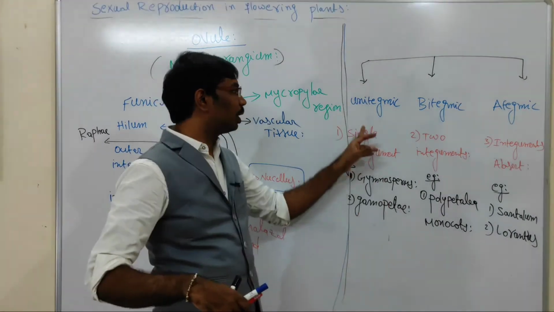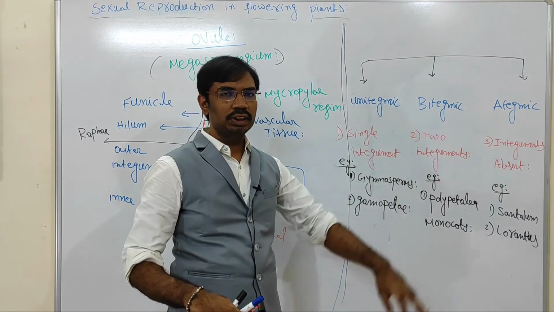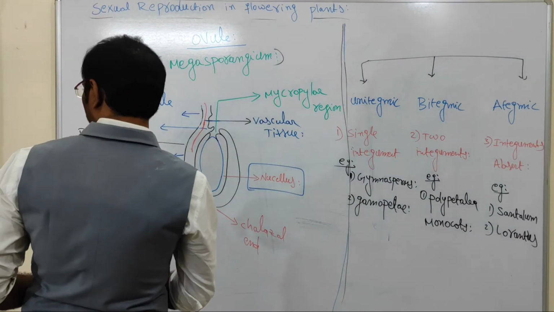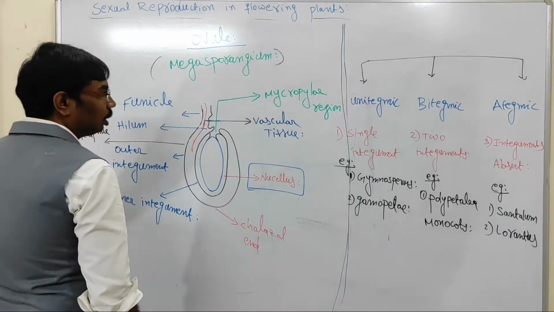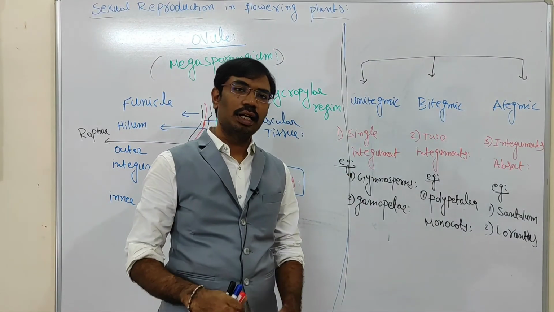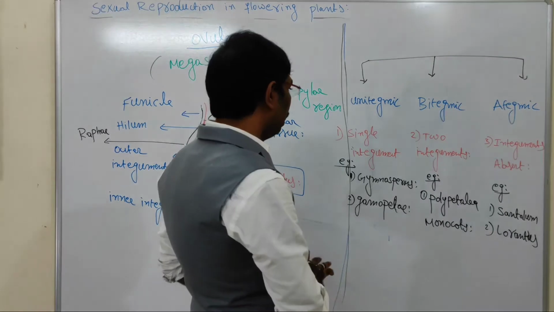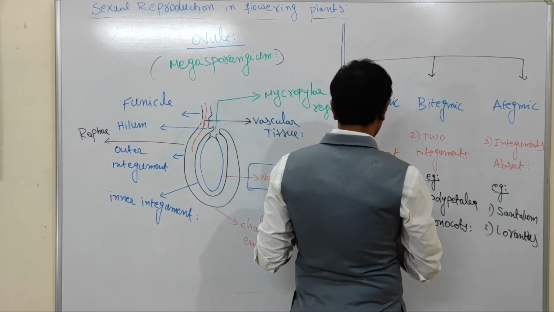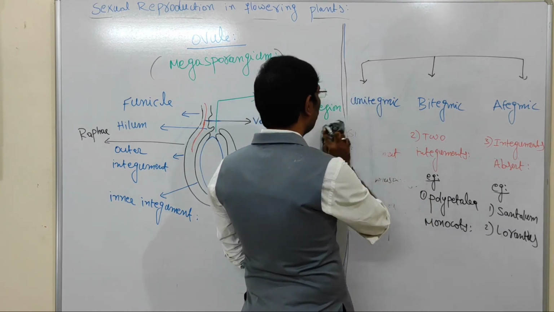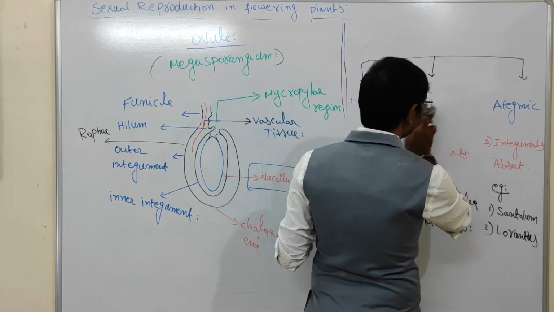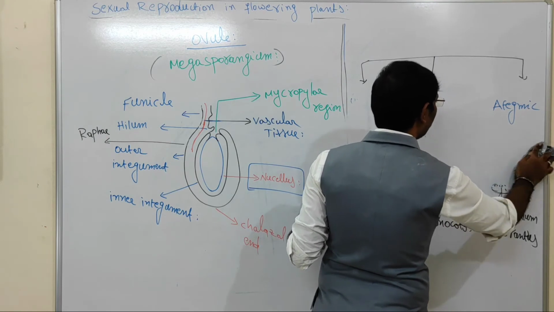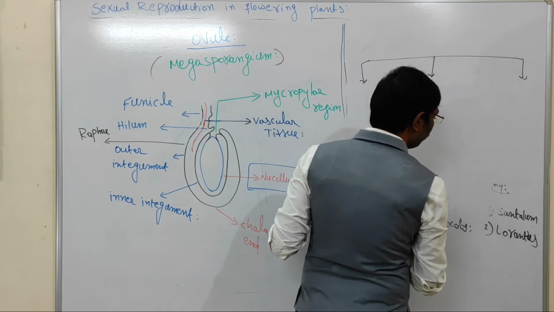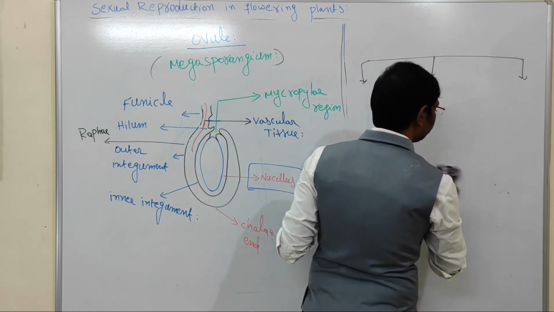Based on the number of integuments, ovules are classified into three different types. This is the classification based on the presence or absence of the integuments. The integument is completely degenerated in some plants, for example the Compositae family. So the integument is completely absent in Compositae family plants.